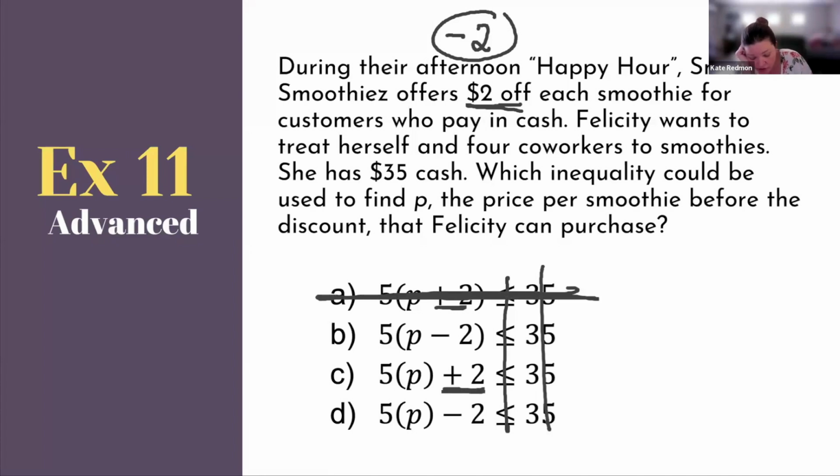They're not going to add $2 onto my order. If they tried to do that, you'd be mad. You'd be like, that $2 is supposed to come off, not go on. Now I just have to decide if I'm multiplying 5 by this entire group.